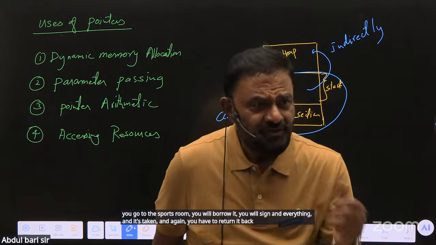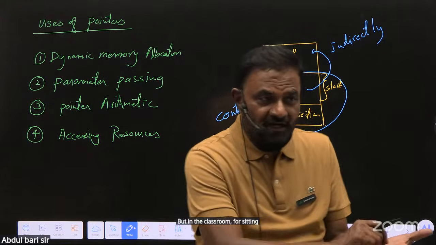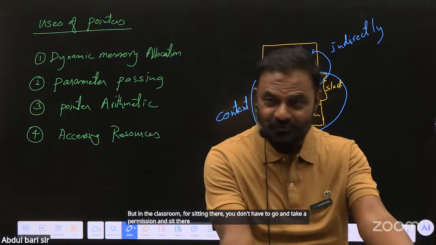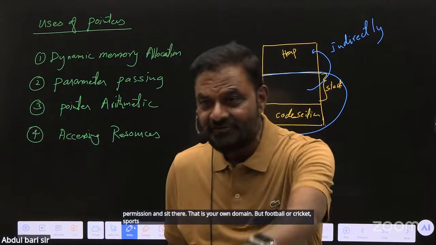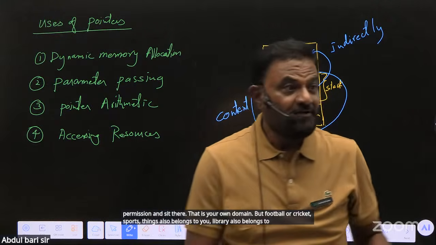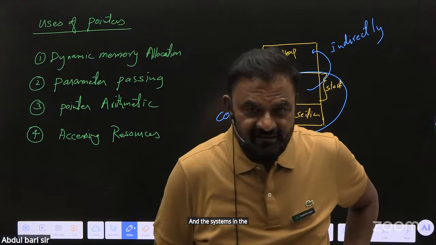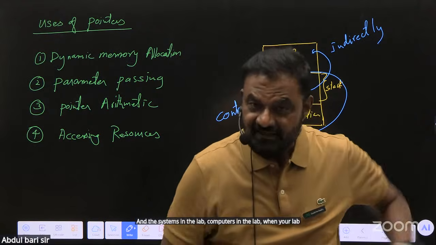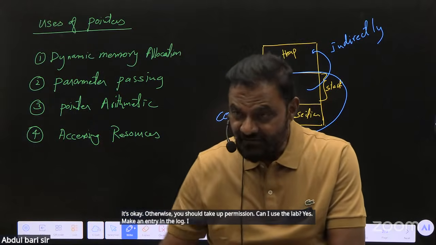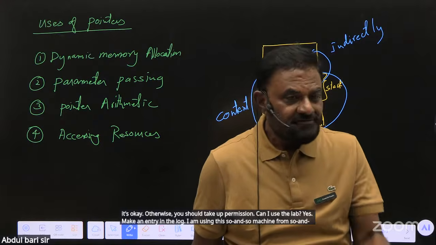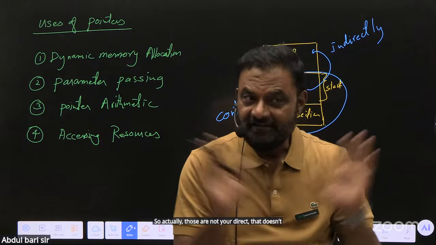Though it belongs to students only. But in the classroom, for sitting there, you don't have to go and take permission and sit there. That is your own domain. But football or cricket sports things also belong to you. The library also belongs to you. But you have to take permission and use it. And the systems in the lab, the computers in the lab, when your lab is going on, it's okay. Otherwise, you should take permission. Can I use the lab? Yes. Make an entry in the log. I am using this such and such machine from such and such time. So actually, those are not your direct, that doesn't come into your direct context.